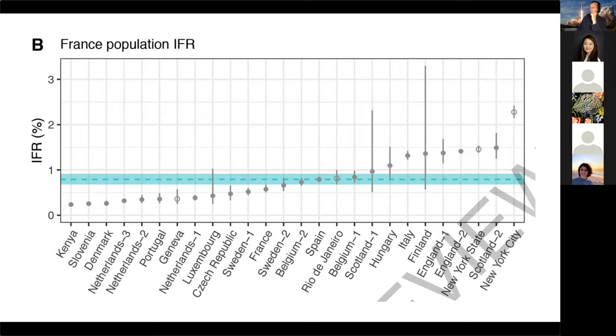Now, this is a view not by country, but by individual seroprevalence survey. We discussed one from New York in the beginning in some detail. Then we discussed one from the U.S. dialysis centers. And these are 22 studies that they put into this population meta-analysis, where one is picked arbitrarily to be this France population IFR. It's just convenient for rating things. It was standardized to the French population.